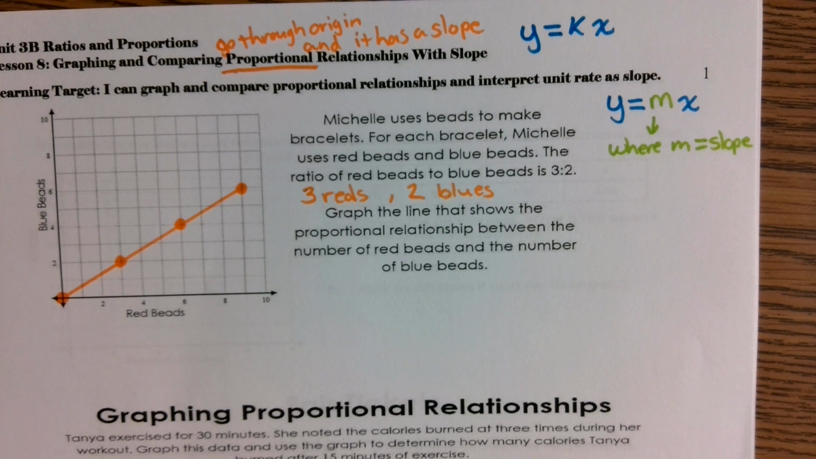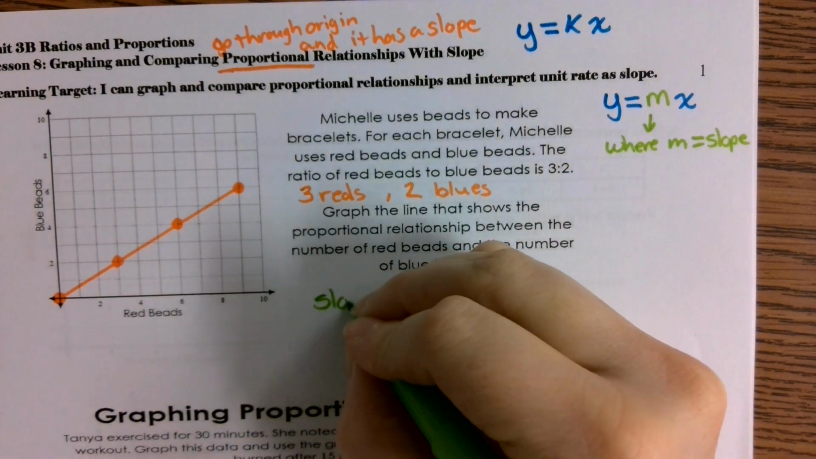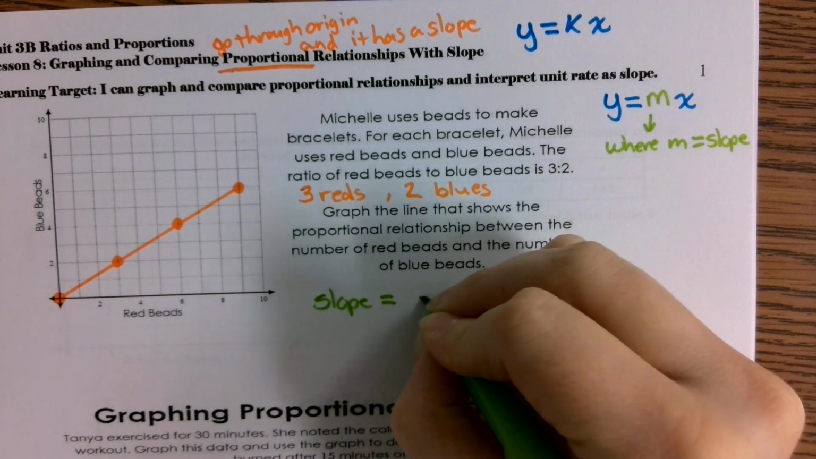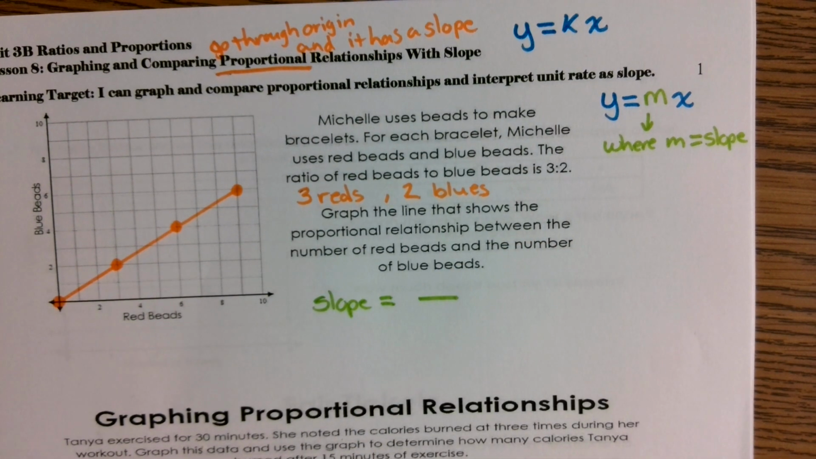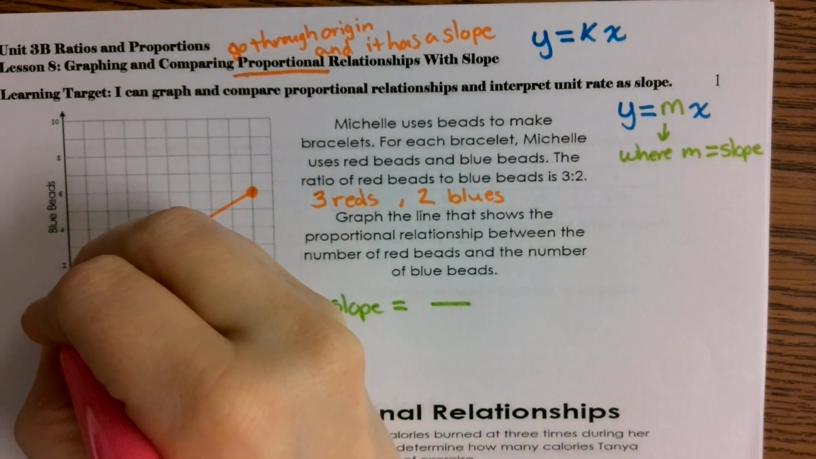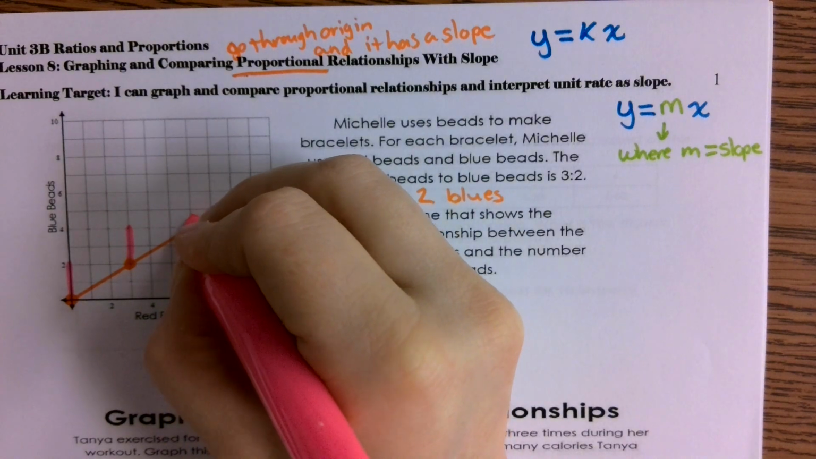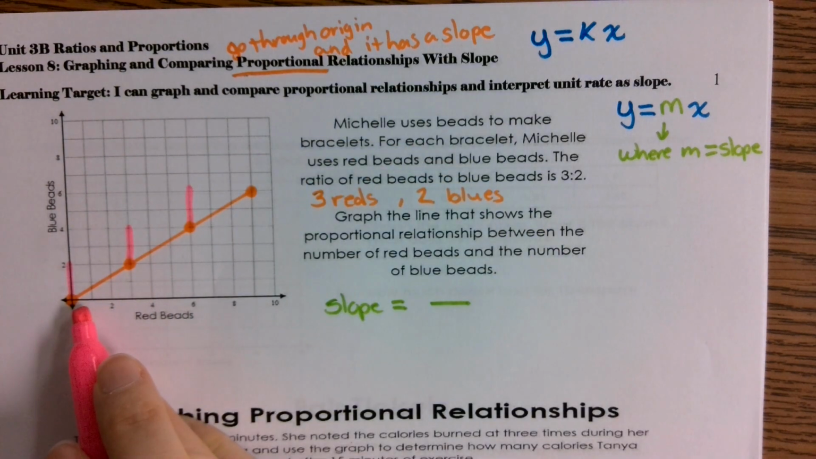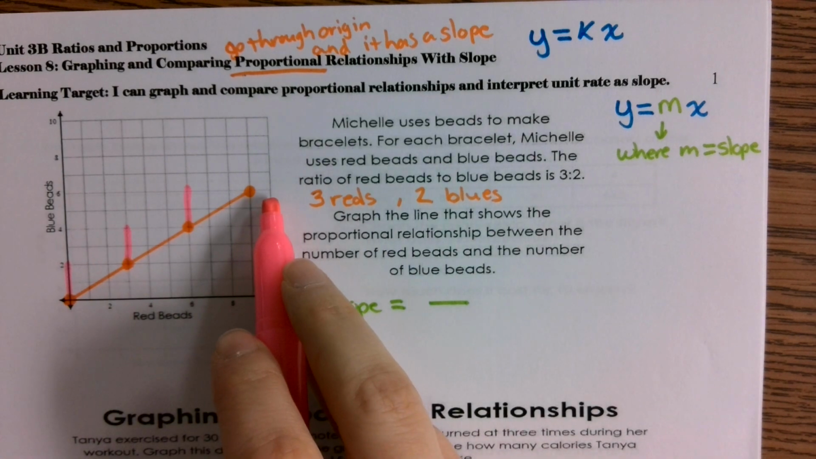So we're taking a look at the rise over the run. So I know that I have to have a rise, which means I'm going up. And I can count it any which way. I could go from my origin to my first point. I could go from first point to second. I could go second to third. I could go from origin all the way to my third point.